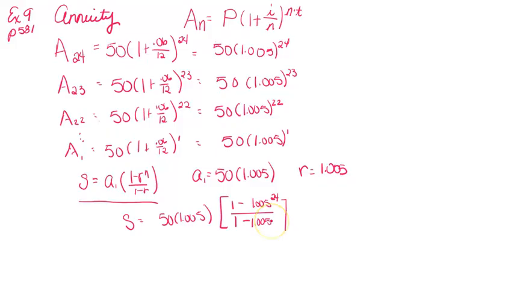So anyway, now when I plug all this in my calculator and simplify it, I end up getting $1,277.96, or approximately that when I round it. So this is how much money I've earned in this particular annuity by adding $50 a month for 2 years.